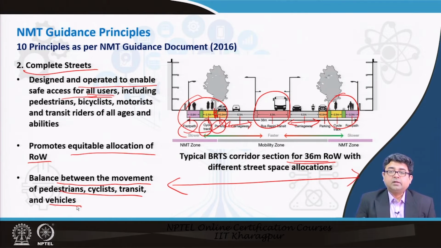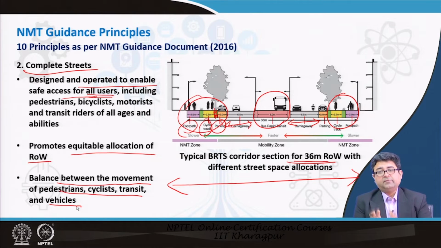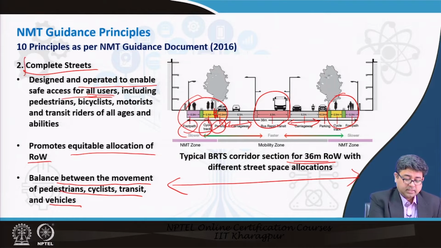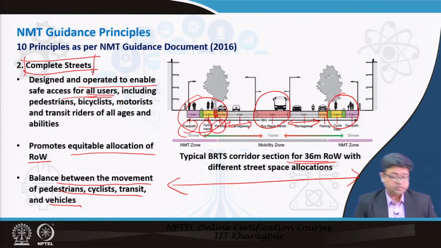If you do not provide the infrastructure, do not provide interconnected infrastructure for NMT, the likelihood of people traveling by NMT modes will reduce, and then again we will have the same issues that we have with vehicular transport of emissions and congestion and so on and so forth. So, remember, the second guiding principle is complete streets.